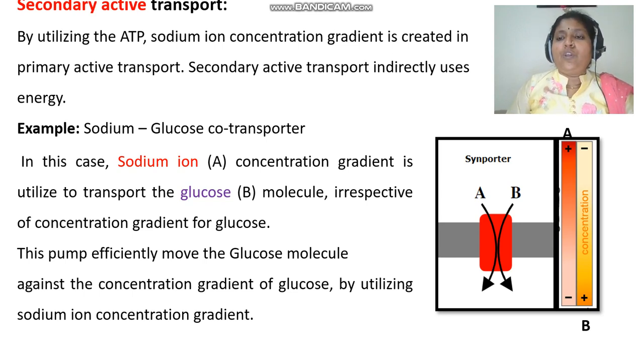For example, the sodium glucose co-transporter. Here you can observe that A represents the sodium ion while B represents the glucose molecule. With the help of the sodium potassium pump, that is primary active transport, we have created a higher concentration of sodium outside the cell and a lower concentration inside the cell. Now, using this concentration gradient, the B molecule, that is glucose, is transported from its lower concentration towards the higher concentration, against its concentration gradient.